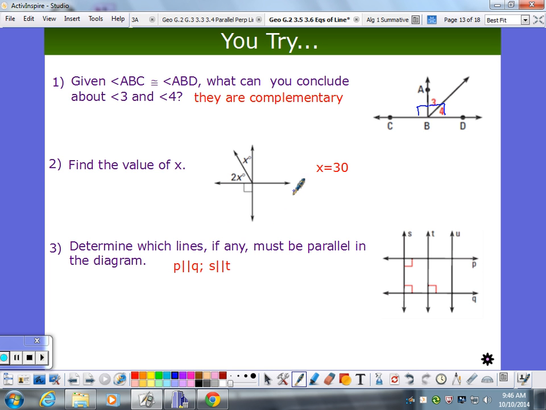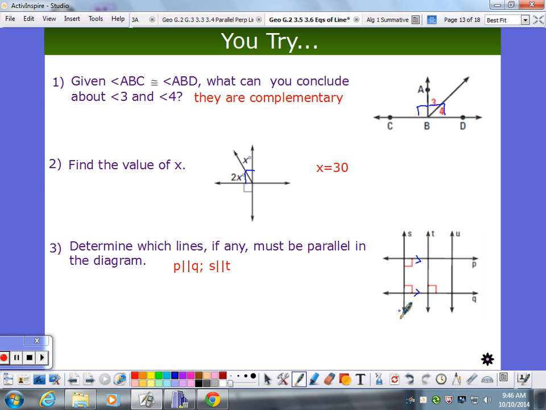To find this value of x, because one of those angles is a right angle, it means all of those angles are right angles. So if this is a right angle, 2x plus x is 90, so x is 30. And then determine which of any of these must be parallel. Because I see that two consecutive interior angles are supplementary, they are adding up to 180. I'm using that fact, not the fact that they're congruent, to determine that this one and this one must be congruent. So that gives me P and Q.